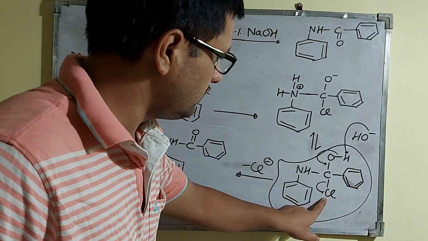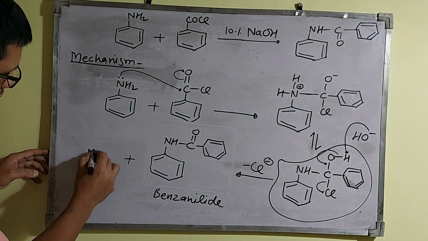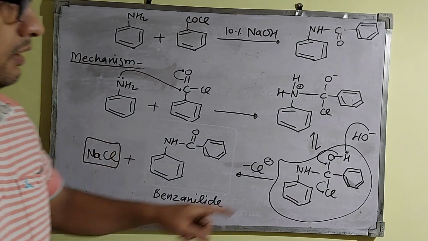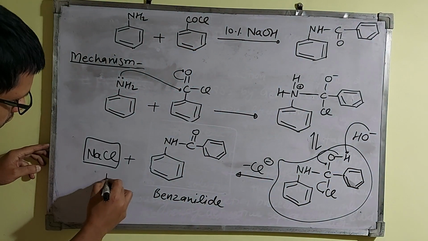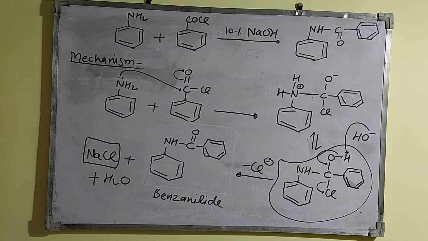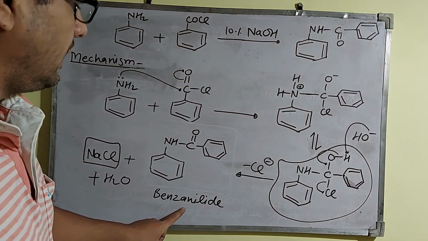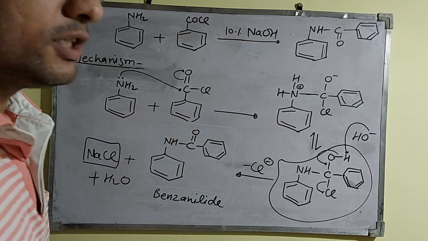Now this Cl minus will take Na plus, which are again already there in your reaction mixture, to form NaCl, and this H plus is going with OH minus ion, so there will be a removal of water molecule also. So this is how benzanilide, our desired product, is formed by reaction between aniline and benzyl chloride.